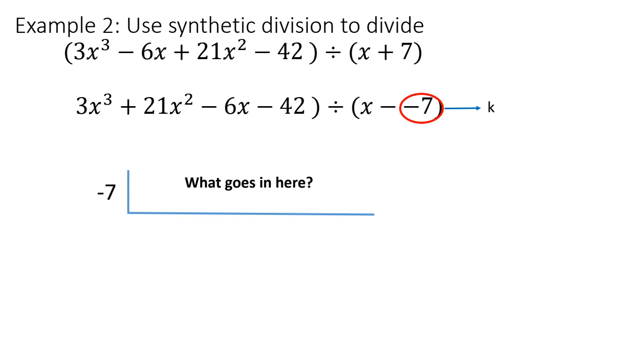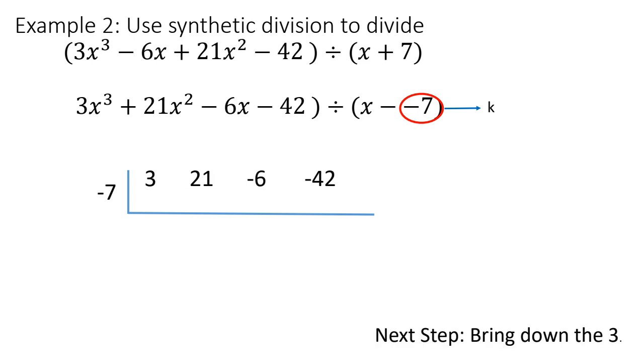Followed by the negative 6x, and then the last one is my constant, the negative 42. Now it's in order, so now I can continue with my synthetic division. So the first coefficient is 3, 21, negative 6, negative 42. Let's go ahead and do it.